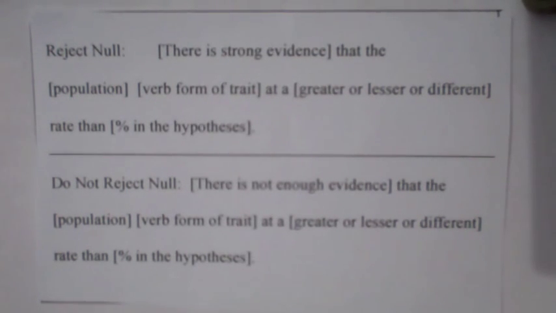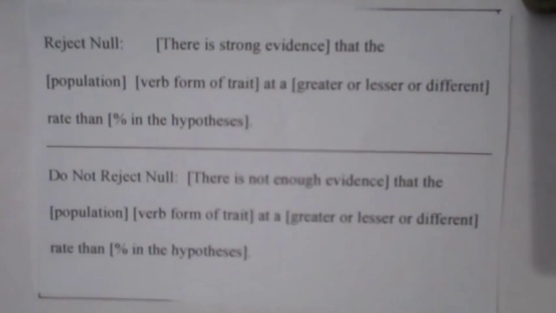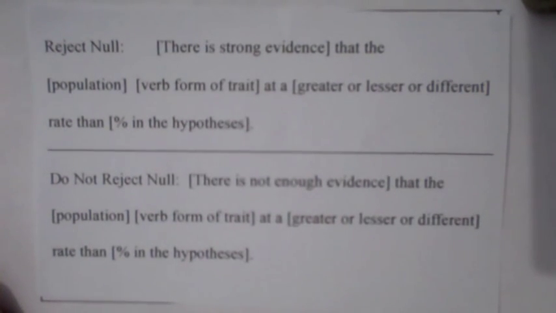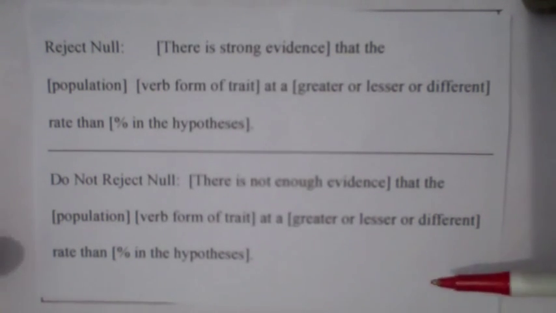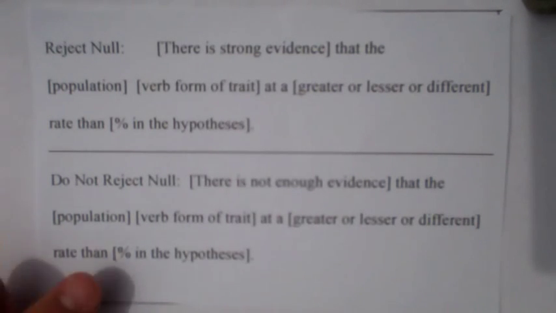Now obviously we're going to go through several examples, but I want you to notice that there's almost no difference between the sentence when you write reject the null versus do not reject the null. When you do not reject the null, the only difference is that you say there's not enough evidence as opposed to there is strong evidence. Everything else remains the same: the population, verb form of the trait, at a greater or lesser or different rate than the percent in the hypothesis. So let's go through some examples.